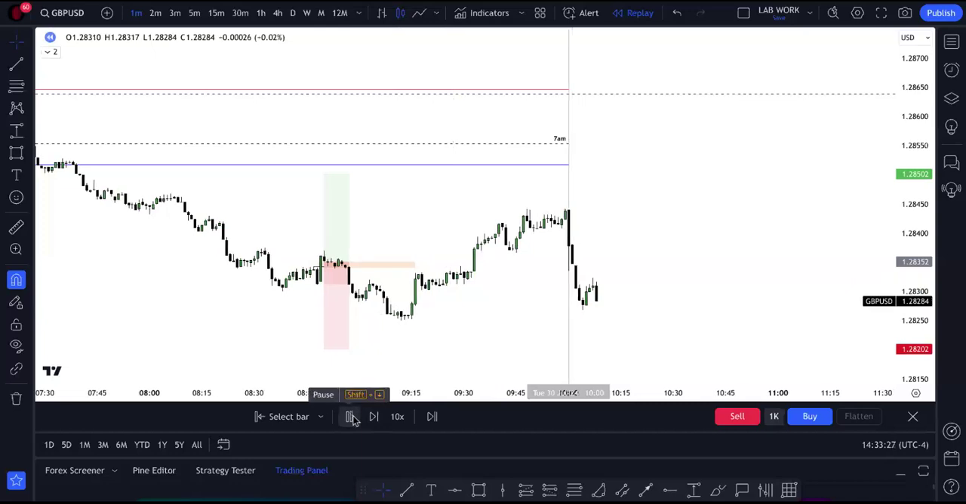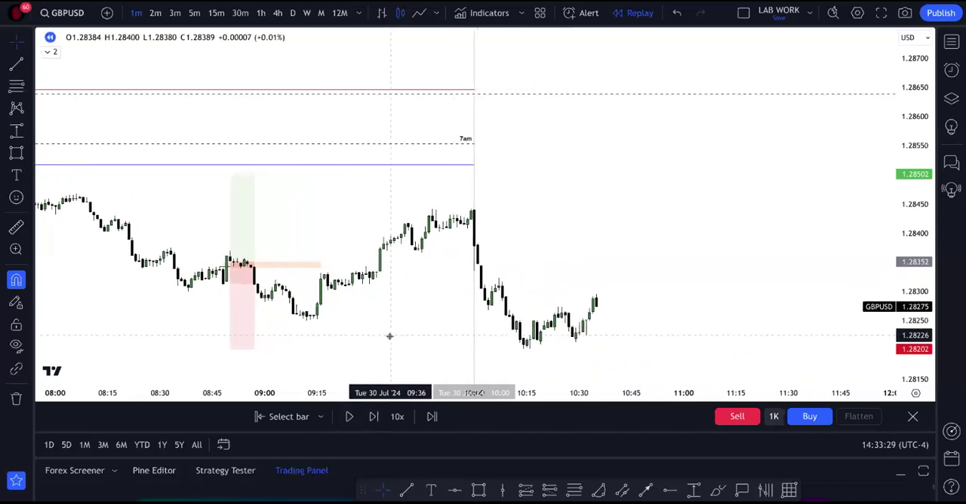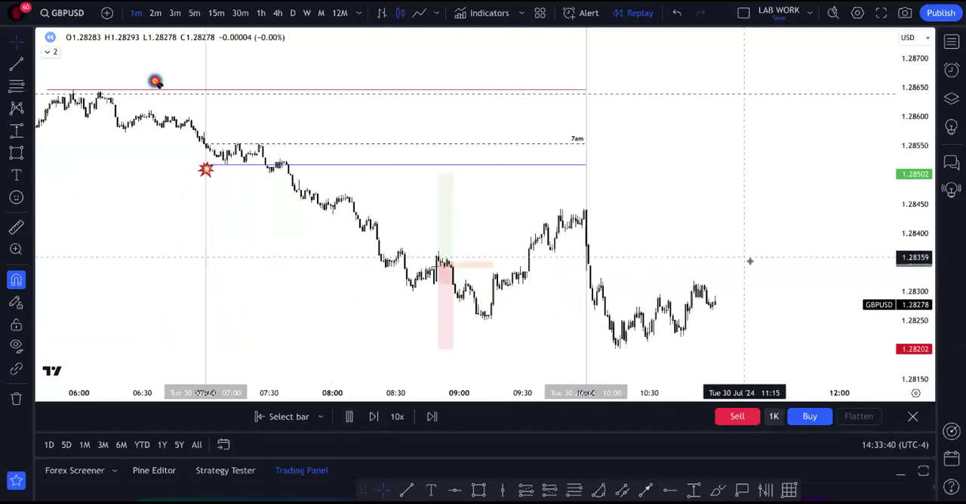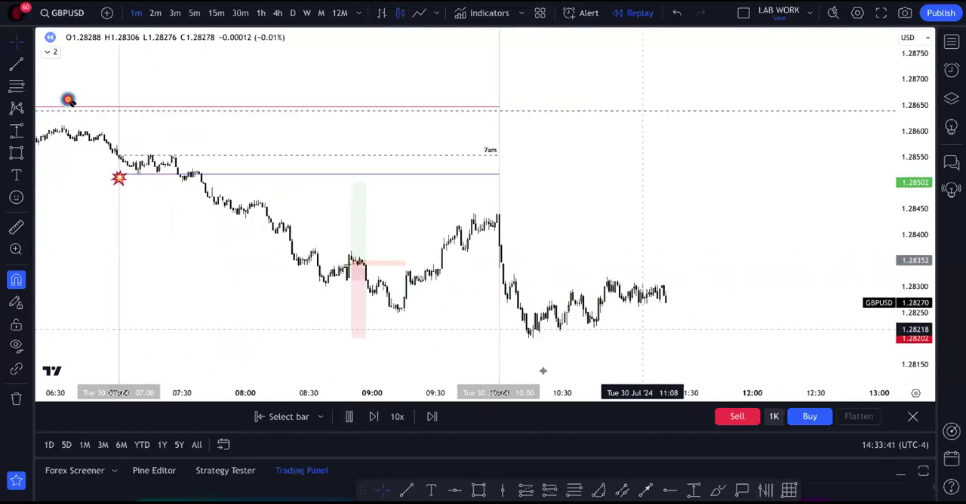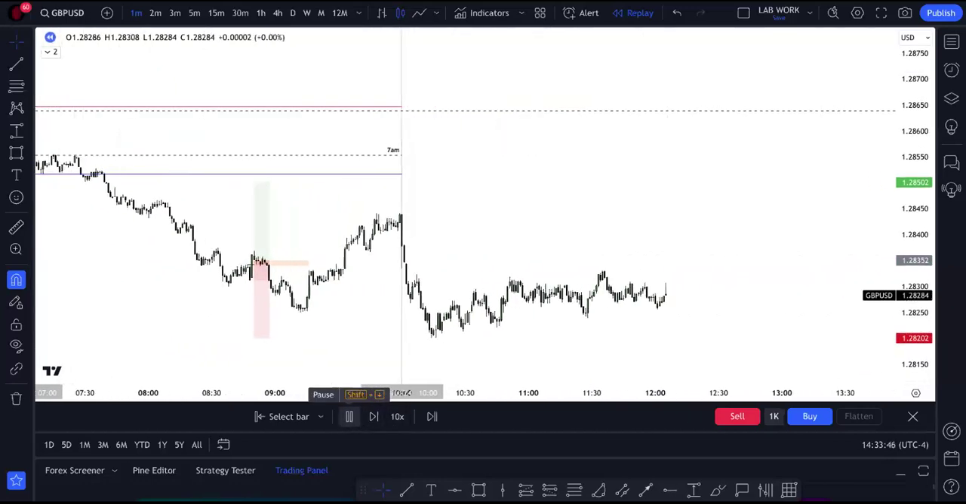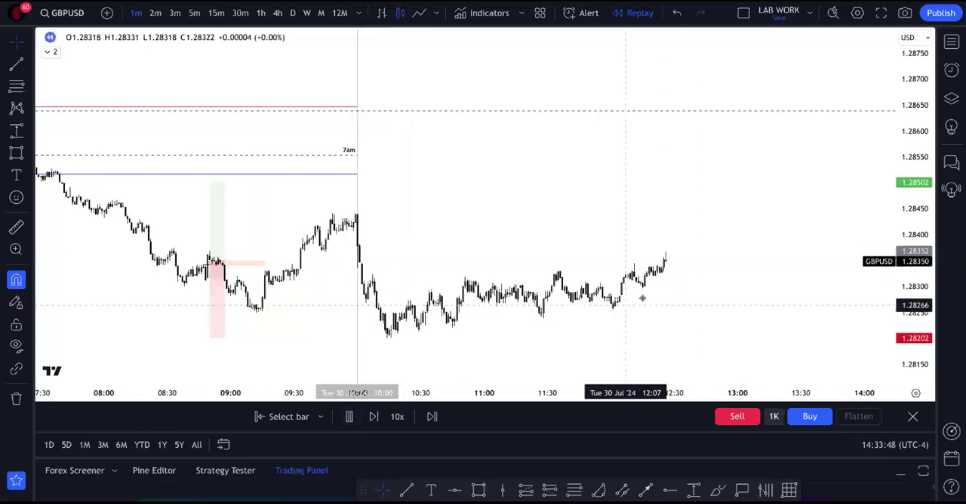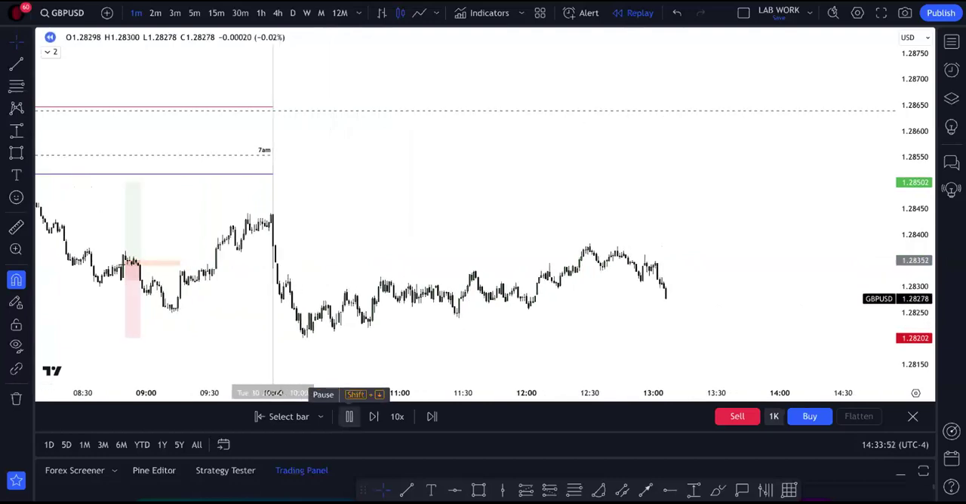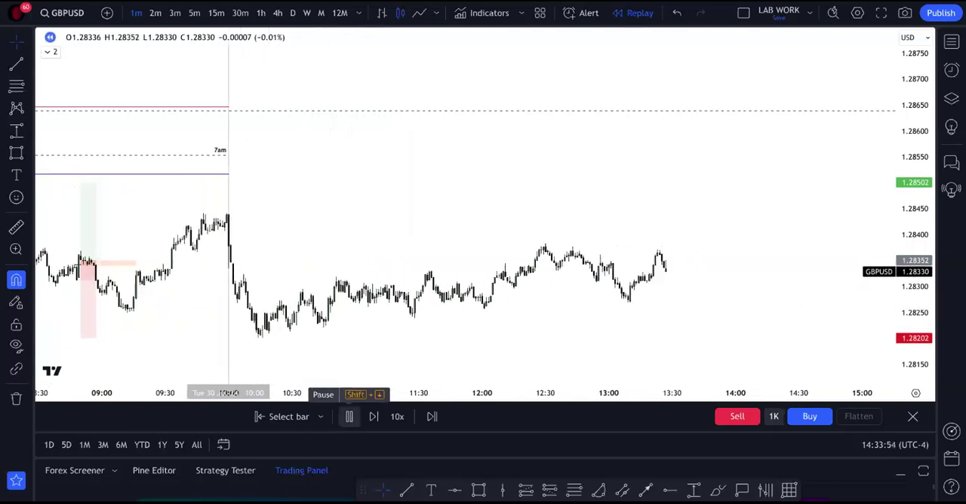Let's play it all the way through, see what happens. And it looks like the price stopped us out. We could consider that a stop out. Spread might have knocked you out at this point, but we'll play it all the way through. See what happens. Now this is the dead zone. Speed it up.